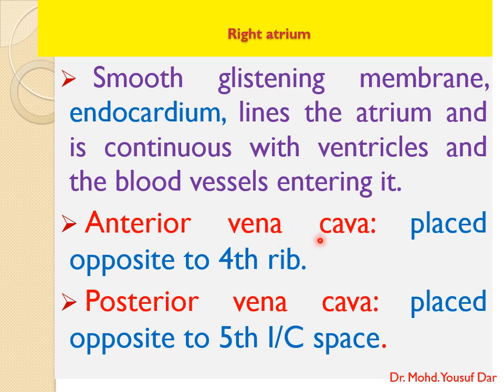The anterior vena cava carries the blood from the anterior part of the body of the animal. The posterior vena cava carries the blood from the posterior part of the body of the animal, and it opens on the dorso-posterior aspect of the sinus venosus. It is placed opposite to the fifth intercostal space.